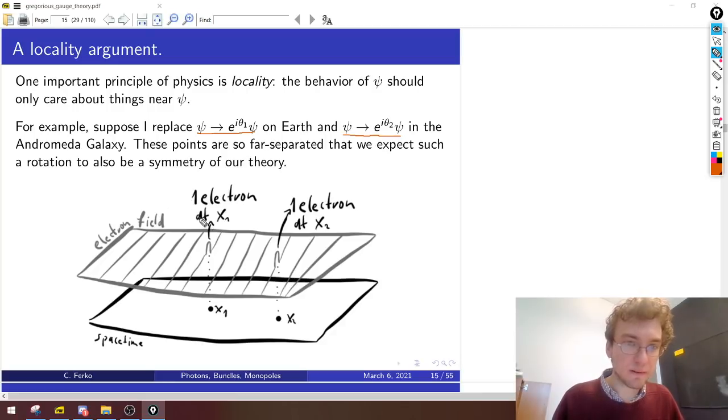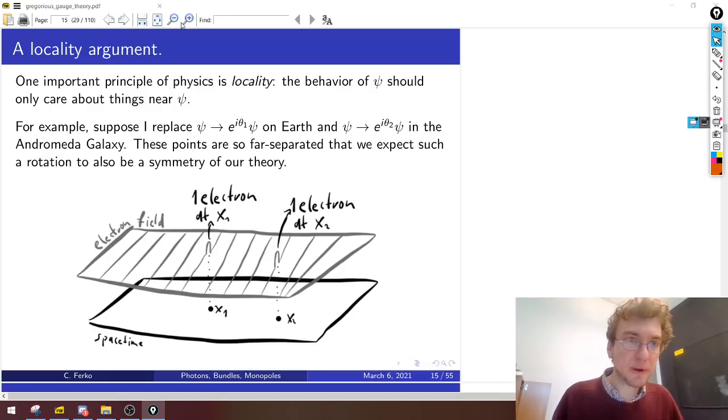So if electron 1 over here is on Earth, and I multiply this by e to the i theta 1, and electron 2 is on Mars, or even in the Andromeda galaxy, and I multiply by e to the i theta 2, by locality you would think that this should still be a symmetry, because these particles are so far separated that they shouldn't possibly know about the different phases at different points. So somehow, at least for far away particles, you should be able to do different phase rotations at different points.